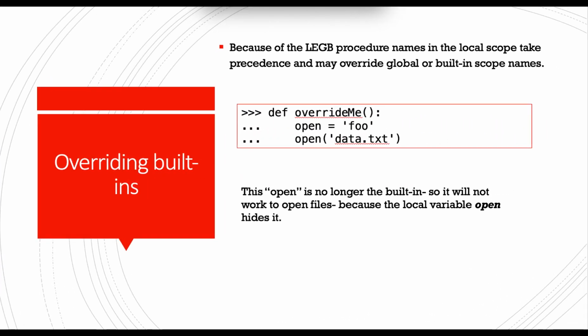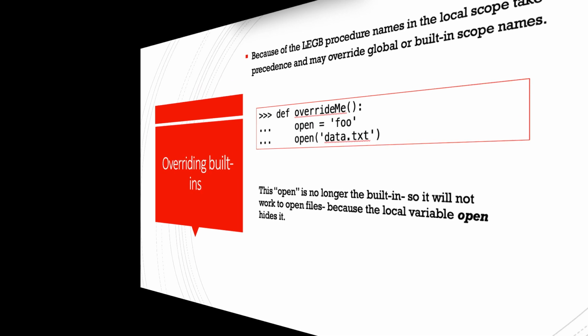With what we just saw in builtins, let's talk a little bit about overriding. Because of the LEGB procedure, names in the local scope take precedence and may override the global or the built-in scope names. You need to be aware of this. So we have here, we've defined override_me, and then declared a variable open equals foo, and then we try to use open like we would to open a file and pass it data.txt to read it. This open is no longer the built-in, so it will not work. It will not be able to open files. So you need to be aware of that. That's one of the things that scope is very important for. Again, you don't want your code to behave in a way that's not expected.